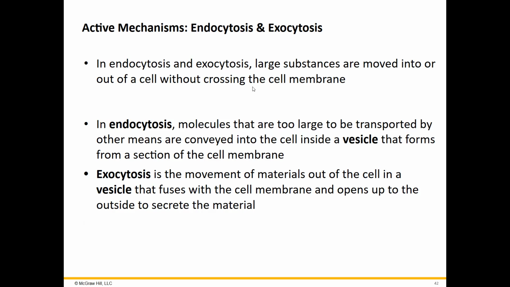Endocytosis and exocytosis. Okay, so endocytosis is used for molecules that are too large to be transported by other means. And so, like facilitated diffusion, it needs help. However, unlike facilitated diffusion, it's going against the gradient. So it's called endocytosis because we're pulling something in. And we use vesicles to do that. Remember, that's just a membranous sac that transports things. The membranous sac is formed of a phospholipid bilayer.